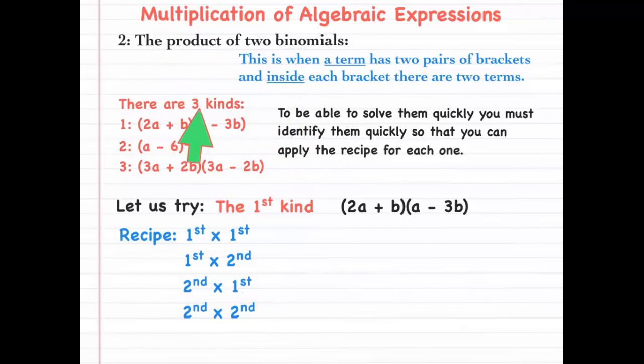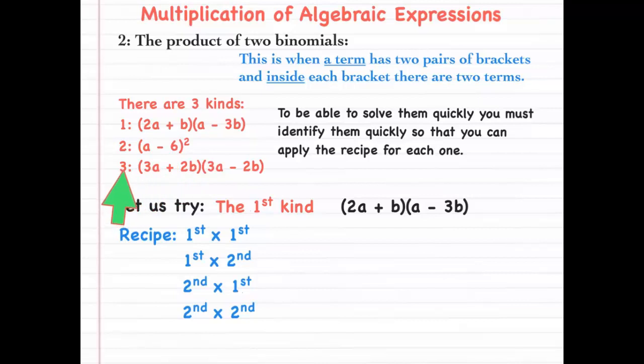Now there are three kinds, and to be able to solve them quickly you must identify them quickly so that you can apply the recipe for each one. This is what we call a normal product of two binomials, because it's one term, and in this one term there are two pairs of brackets, and in each bracket there are two terms. Then we get the second kind, which is only one bracket with two terms inside, but it's to the power of 2.